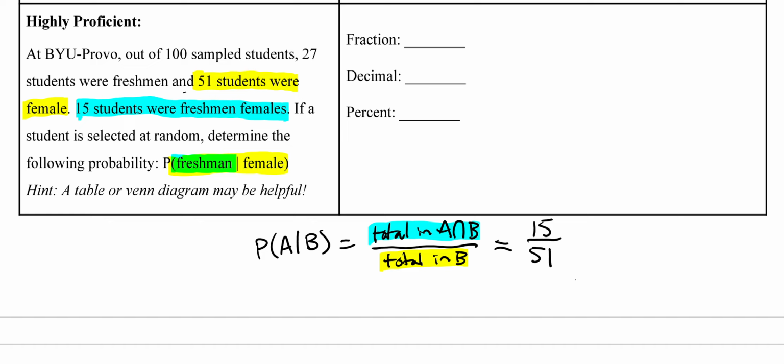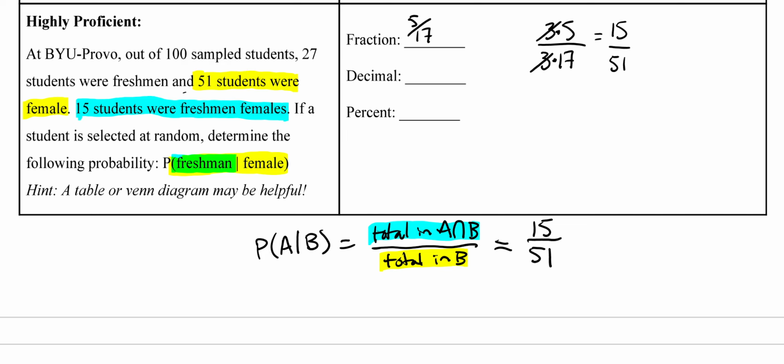And let's see, both of those are divisible by 3. So 3 will go into 15, that's 3 times 5 is 15. And 51 is 3 times 17. And so this simplifies to 5/17.